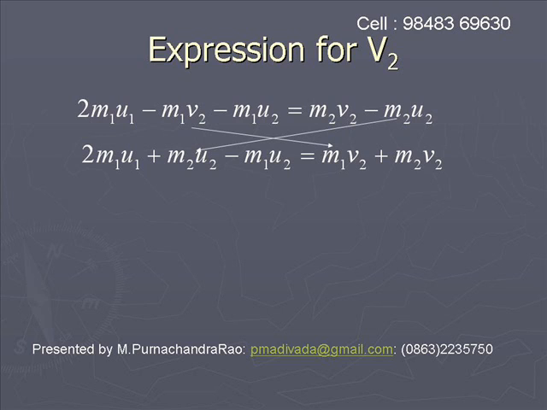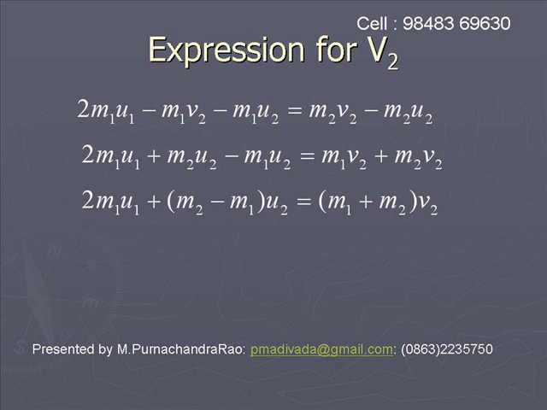v2 terms are taken to the right hand side. m2 v2 is already on the right hand side. Now take m1 v2 to the right hand side. Then you will get 2 m1 u1 plus m2 u2 minus m1 u2 is equal to m1 v2 plus m2 v2. v2 is common, so we will get (m1 plus m2) into v2 on the right hand side. On the left hand side, u2 is common. Hence, we will get 2 m1 u1 plus (m2 minus m1) into u2 is equal to (m1 plus m2) into v2.